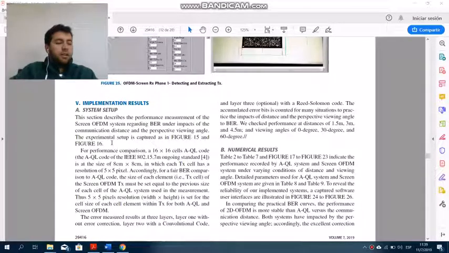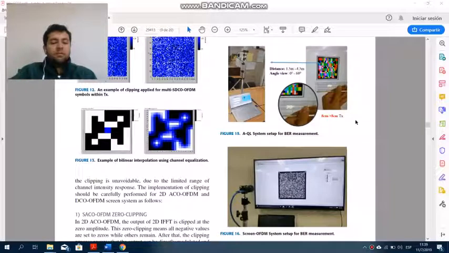In this part, I am going to speak about the implementation results and the conclusions. This section describes the performance measurement of the OFDM screen system with respect to BER under the impact of the communication distance and the perspective angle of view. The experimental configuration is captured as in Figure 15 and Figure 16 for performance comparison and AQL code of 16 plus 16 cells.